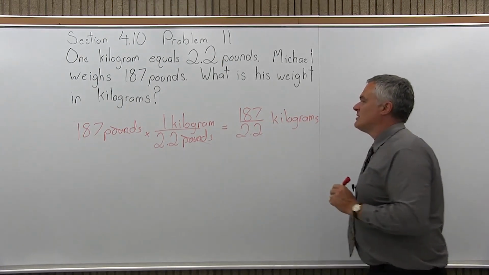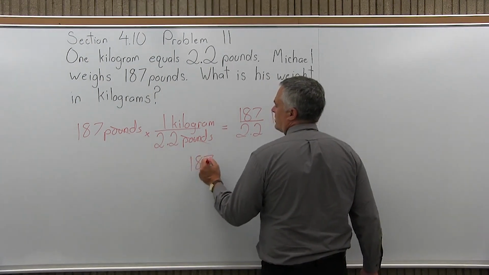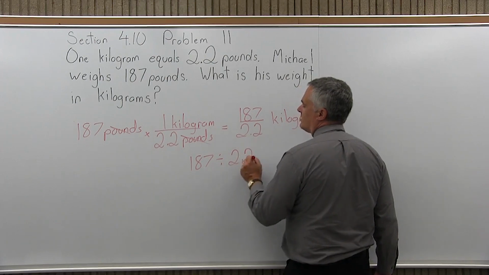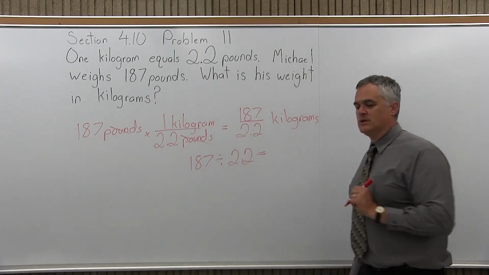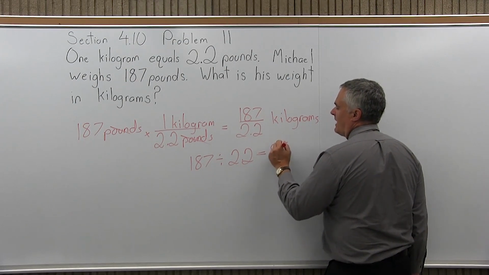Now that's not math you can typically do in your head, so I would use a calculator. Enter the numerator of 187 first, press the division button on your calculator, enter the denominator of 2.2, press equals. And the answer you'll get, the calculator will tell you 85.